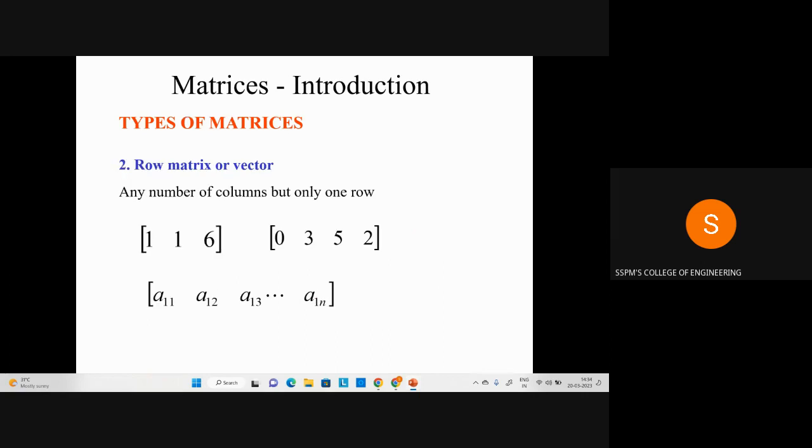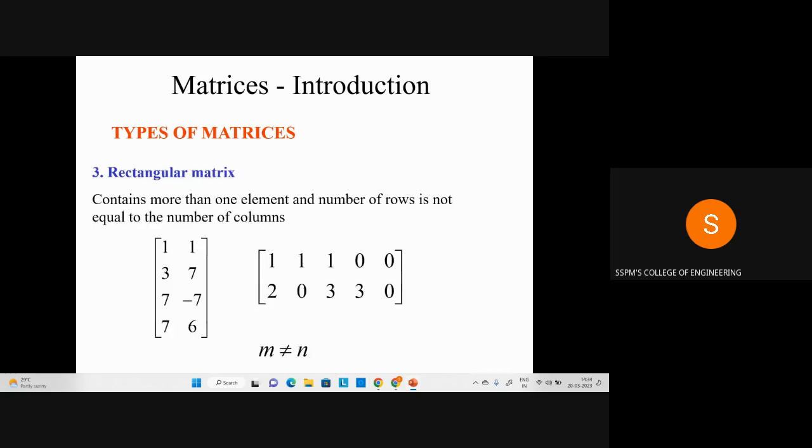Then, a row matrix. What is a row matrix? A matrix that contains only one row is called a row matrix. There can be any number of columns, but the number of rows is only one. It is called a row matrix.